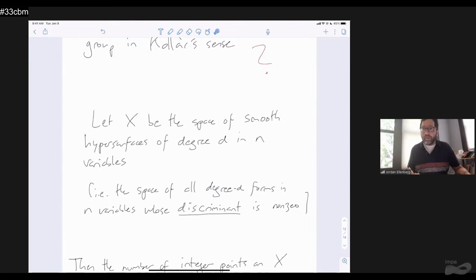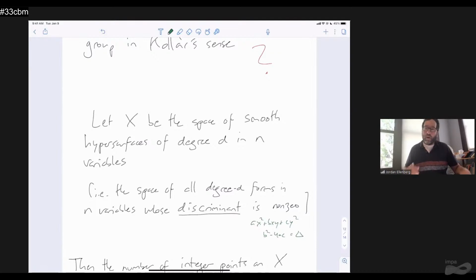With the time left, I'm not going to give a general definition of discriminant, but it's like the following. This is sort of a trivial case for the point of this theorem, but what does a degree 2 form in 2 variables look like? Ax squared plus bxy plus cy squared. And the discriminant is this thing that you know and love, b squared minus 4ac. And it turns out that this is smooth if and only if this discriminant is non-zero.